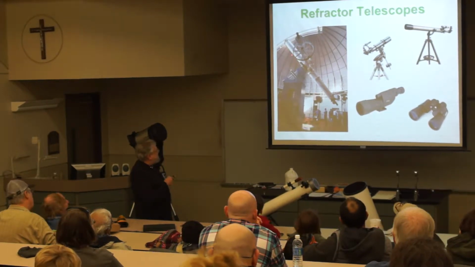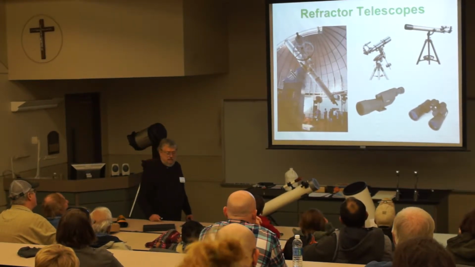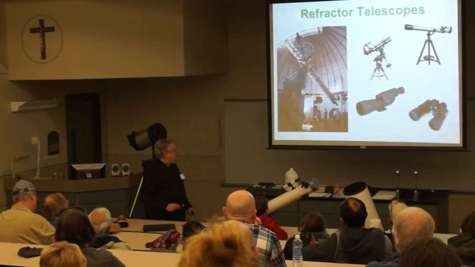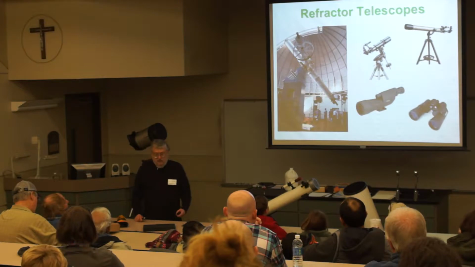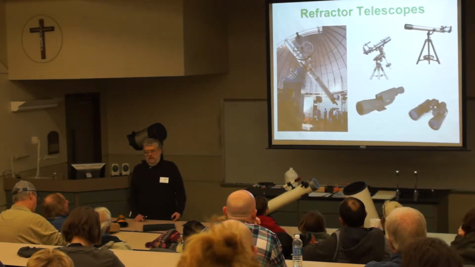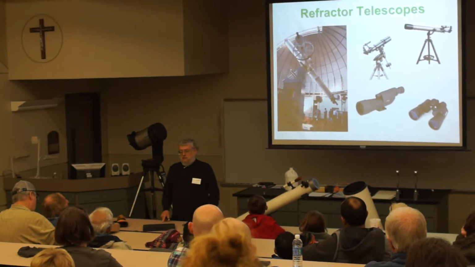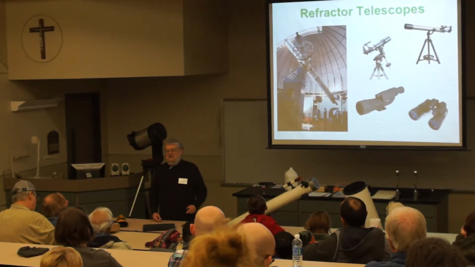This is the 26-inch telescope, a refractor at the U.S. Naval Observatory in Washington, D.C. I have actually been to that observatory and seen that telescope and looked through it. It's on the grounds of the Vice President's house, or another way to put it is the Vice President lives on the grounds of the U.S. Naval Observatory.